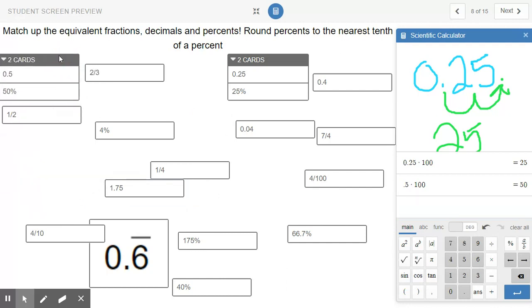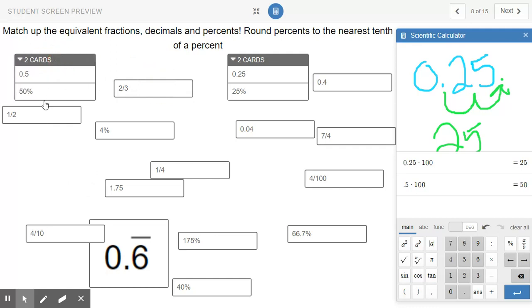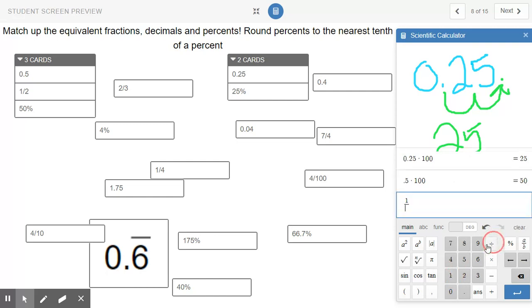Oh, and you know what? I personally know that 1/2 is 0.5. So I am going to match that just because they're right there. Remember, this is a very important fraction. So if you didn't know it, all you have to do is go ahead and do 1 divided by 2, and you will find that it is 0.5.